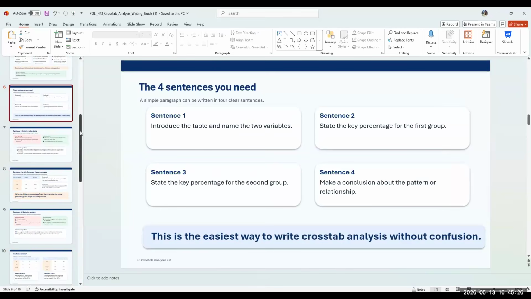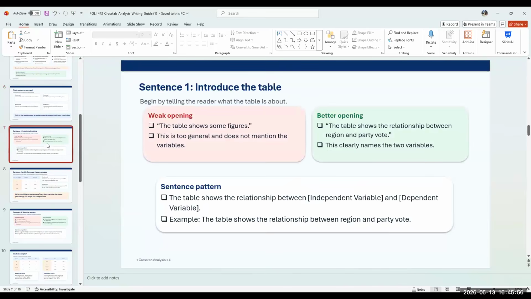Sentence 3: state the key percentage for the second group. And then Sentence 4: make a conclusion about the pattern or region. I'm going to give you an example of how this is going to be done. I'm not just mentioning them. This is basically an easier way to write a crosstab analysis without being confused. Sentence 1, sentence 2, sentence 3, sentence 4. You can take a screenshot of these sentence steps as a guide if you want to use that for your crosstab.